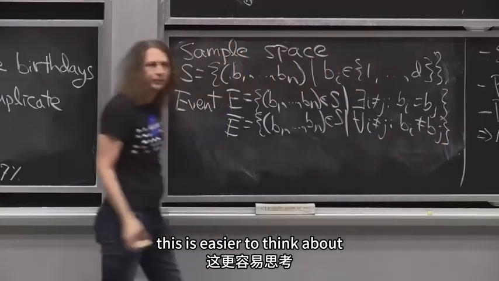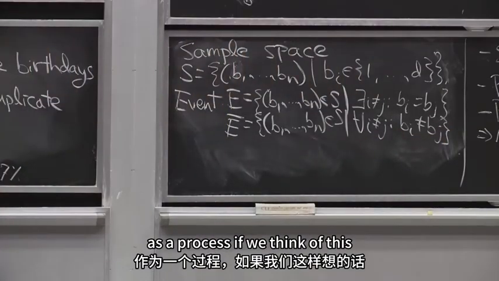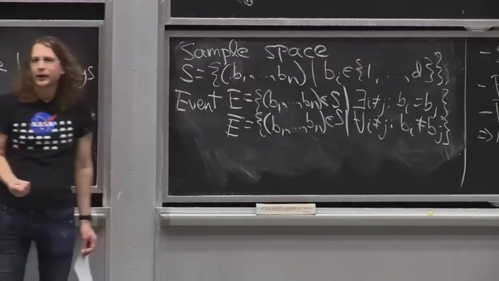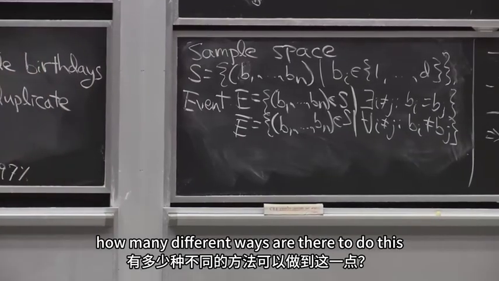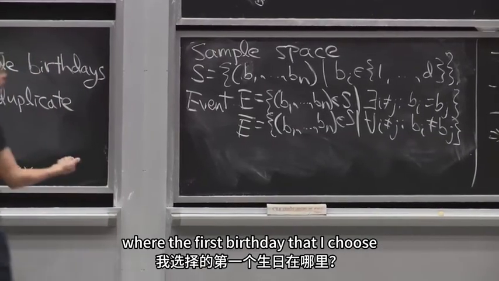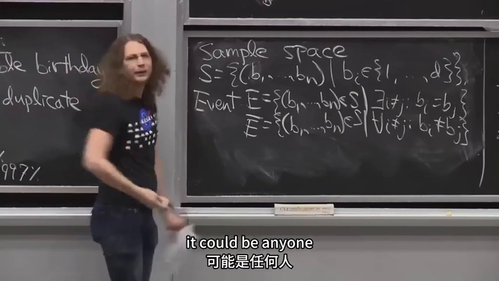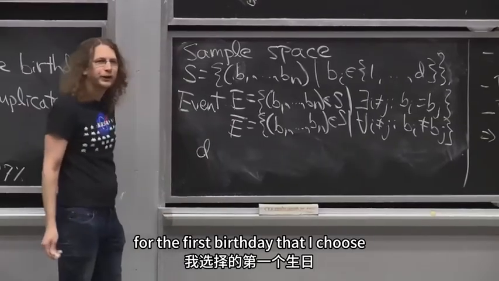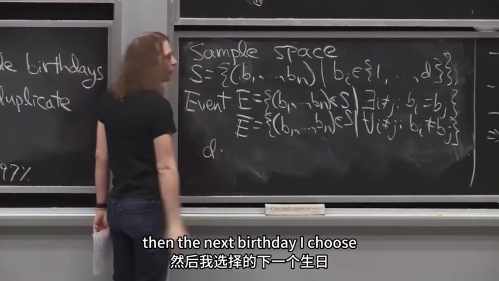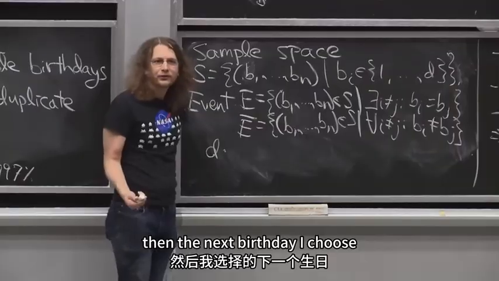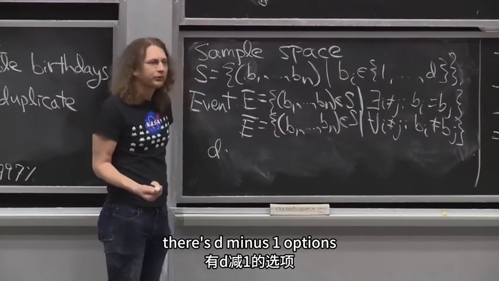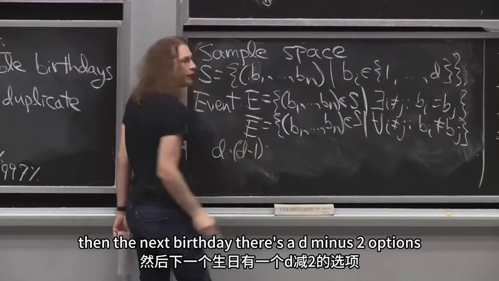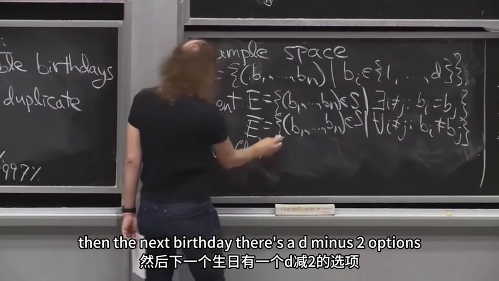Okay, this is easier to think about as a process. If we think of this going back to the generalized product rule, we want to know how many different ways there are to do this, where the first birthday that I choose could be anyone. I don't care. There's d different possibilities for the first birthday that I choose. Then the next birthday I choose, there's d minus 1 options if I want to avoid duplication. Then the next birthday, there's d minus 2 options.